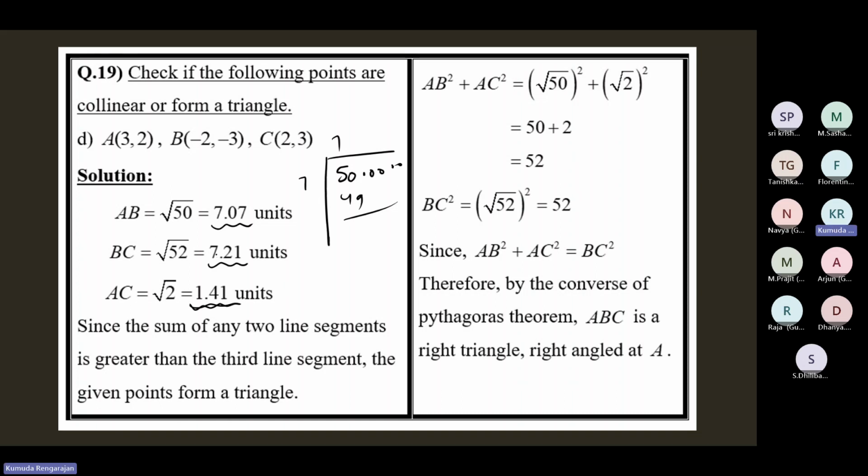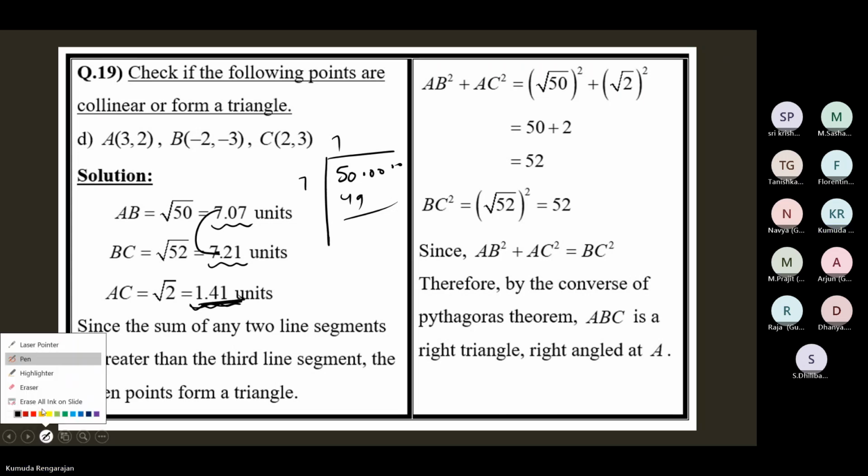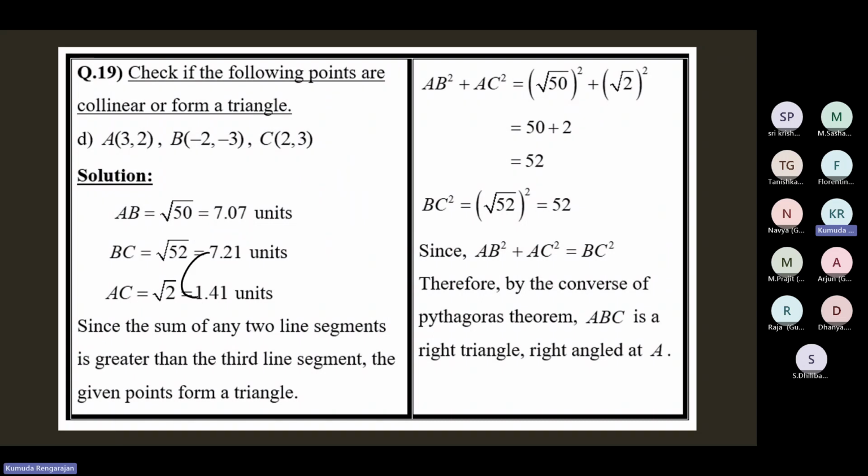Now you can see that when you add any two, when you add these two, it's greater than the third one. If you add these two, you can see that the answer is greater than this one. Or if you add these two, you can see that the answer is greater than this one. You can check and see that the sum of any two line segments is greater than the third one. Not only one case, we'll have 3 cases here. AB plus BC is some 14 point something, greater than AC. Then BC plus AC, some 8 point, is greater than AB, which is 7 point.